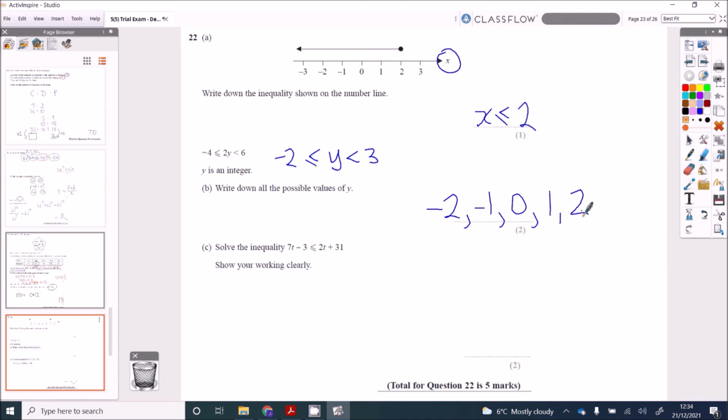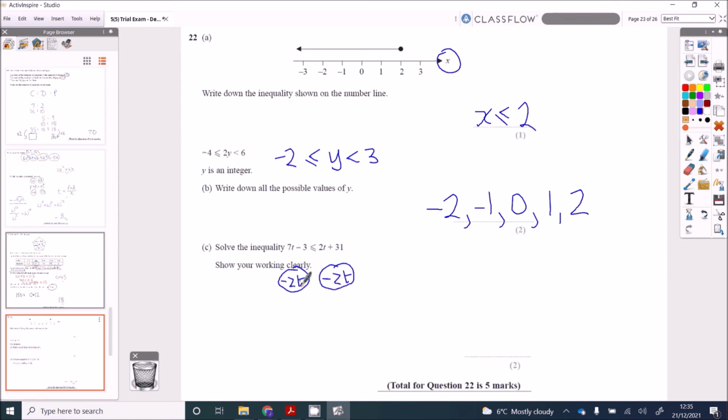Now, for part C, we've just got to solve an inequality, and you just do your normal algebra for this. Just in your mind, consider it being an equal sign in the middle. So let's get all the t's on the left-hand side. So let's take away 2t from both sides.